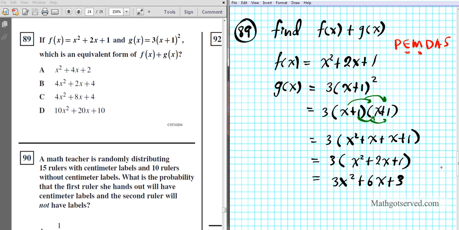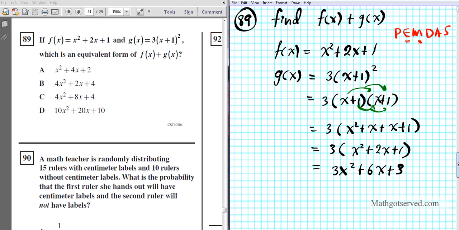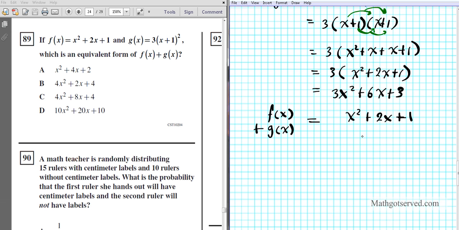So the question asks us to find f of x plus g of x, okay? So what is that going to look like? f of x is x squared plus 2x plus 1, okay? And then we're going to add the g of x we just got here, 3x squared plus 6x plus 3. Notice how I lined up the degrees, right? So that I can add without making any mistakes. We're just going to be combining the coefficients here, so don't add the degrees, please.